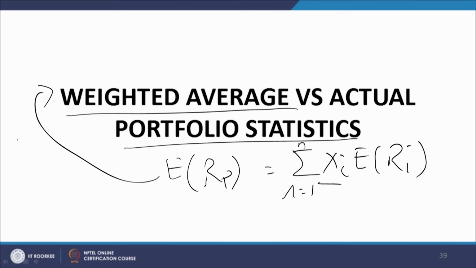However, if I start from scratch, I aggregate all the cash flows at different points of time in the portfolio, and then from there I work out the statistics. I work out the YTM, or I work out the convexity or duration, or whatever the case may be, dispersion. That is called the portfolio statistics, and obviously the second method is the correct method. The second method is the appropriate method.